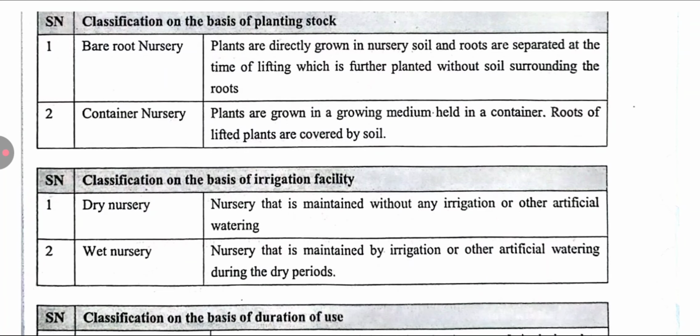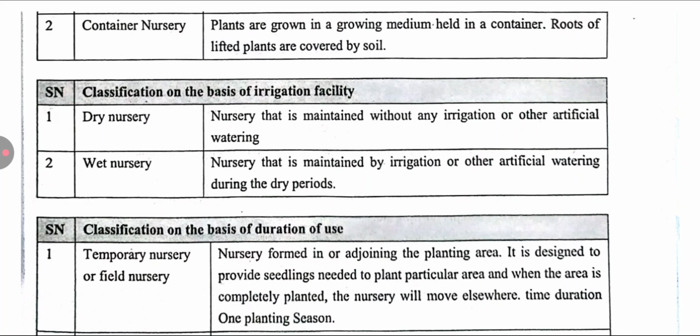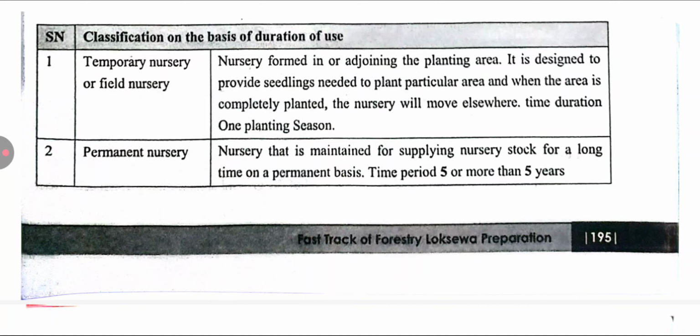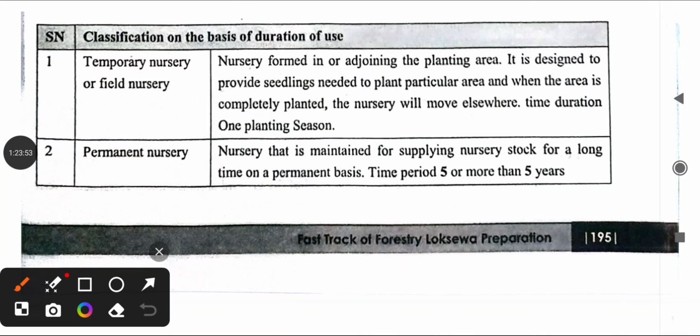And classification on the basis of planting stock को आधारमा हो, र त्यसपछि basis of irrigation facility. Dry nursery र wet nursery. Dry nursery is nursery that is maintained without any irrigation or artificial watering, and wet nursery that is maintained by irrigation or other artificial watering during the dry period. Okay, and on the basis of duration of use को आधारमा temporary nursery or field nursery and permanent nursery.